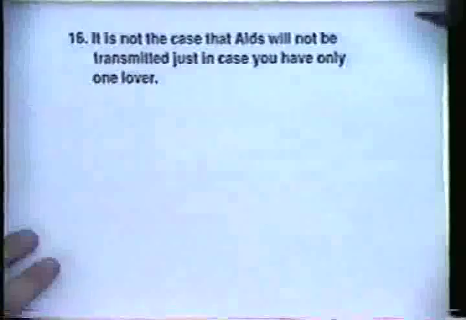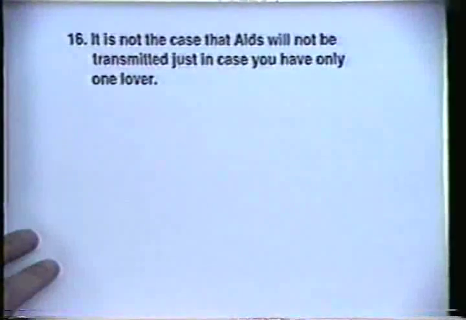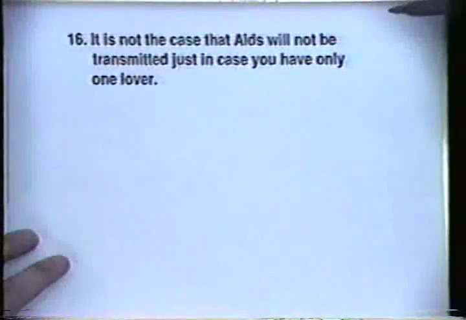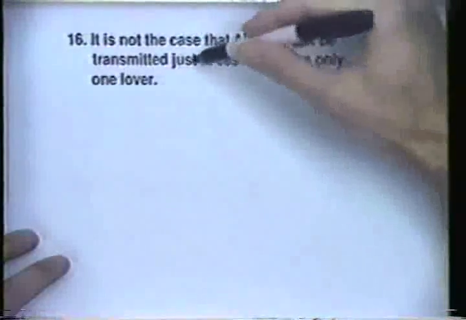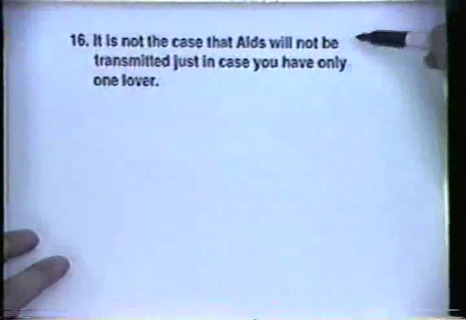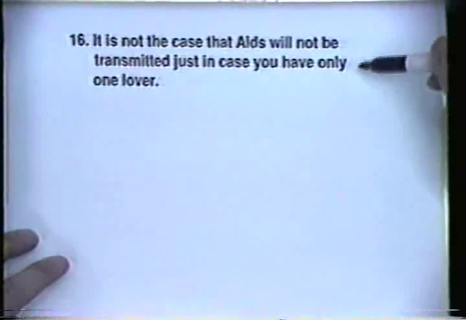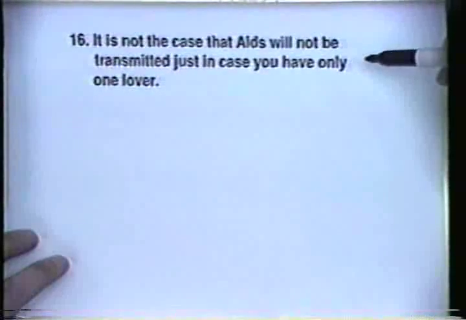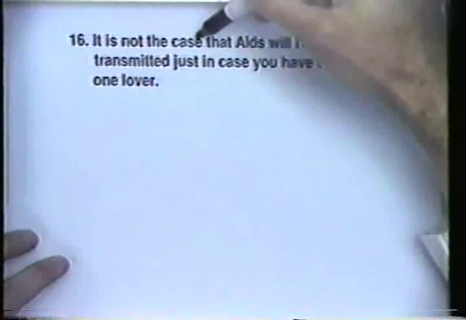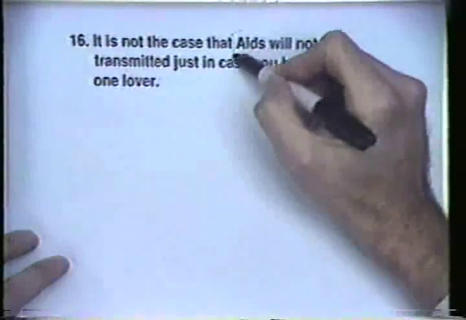And 16. It's not the case that AIDS will not be transmitted just in case you have only one lover. Well, this is pretty complicated because of the number of nots in there, and also the it's not the case and the just in case phrases make it sound a bit confusing. So, just like with the other sentences, what you want to do is analyze it, break it down by first identifying what the main connective of the sentence is. Well, the sentence basically is a denial. Right? It is not the case that all of this is true.